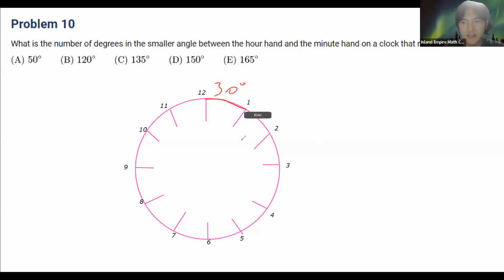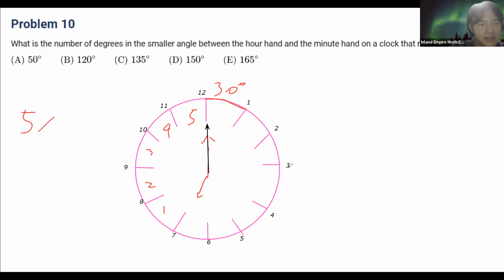So that means if you're at 7 o'clock, which is right here, the hour hand is going to point at 7 and the minute hand is going to point at 12. If you look at this configuration, you can see that there's 1, 2, 3, 4, 5 spacings between these two. So you have 5 times 30 degrees, and 5 times 30 is 150. So the answer is D. Does this make sense?